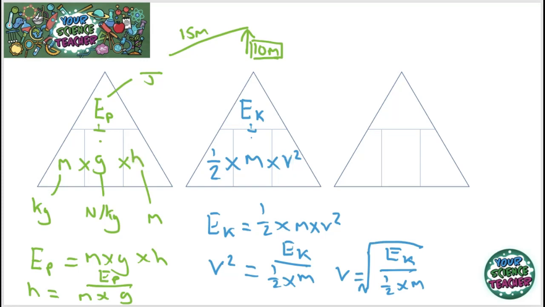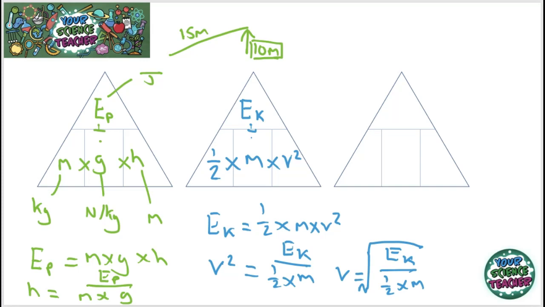Now, there is one way that they sometimes try and trick you with kinetic energy. Sometimes they will say the words speed and velocity interchangeably. If you just remember that velocity is the vector of speed, so they will be equal, that is completely fine.